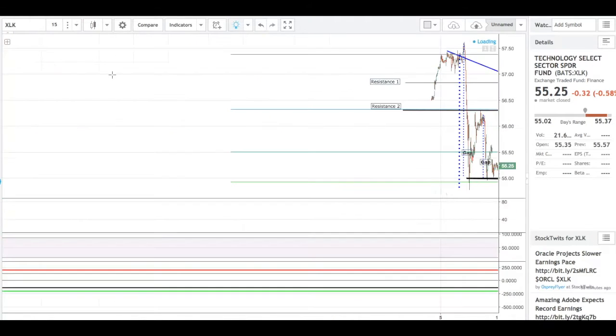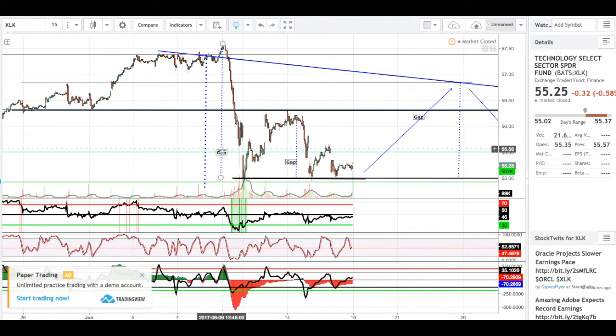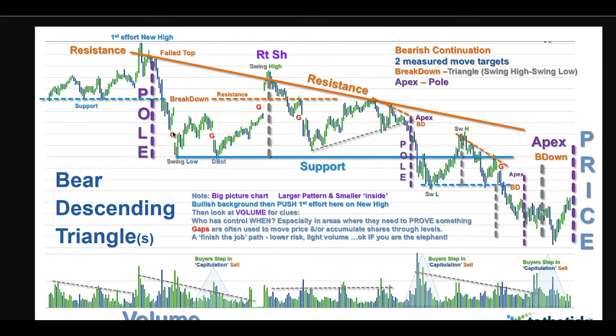Another thing, and something that actually tipped me off to this being a descending triangle, is that we have two gaps right here. Notice this, and then this. This is very familiar to the gaps that we see over here in this chart.